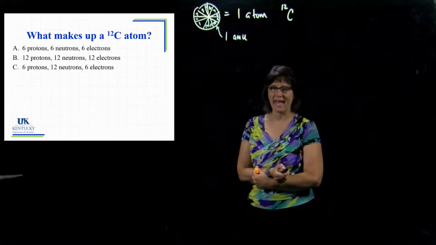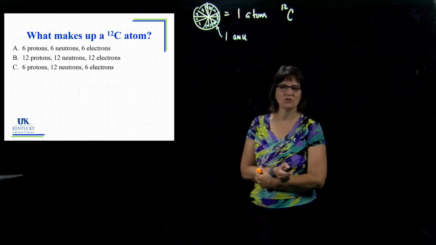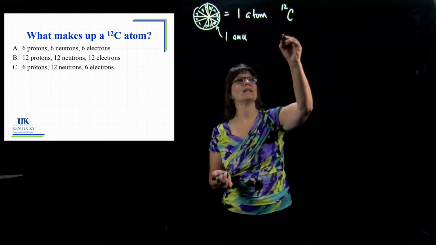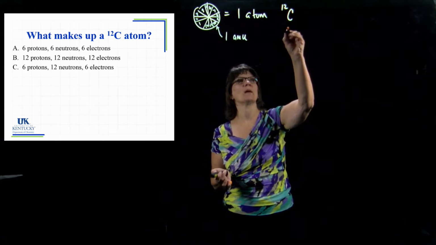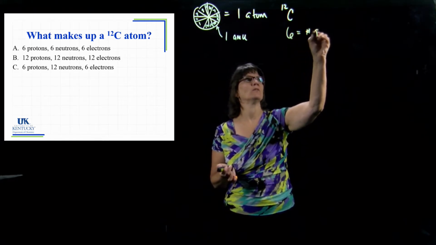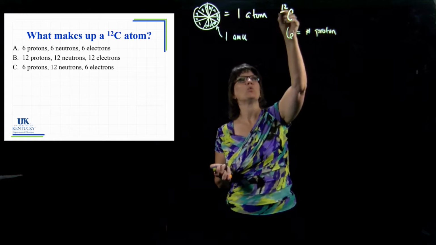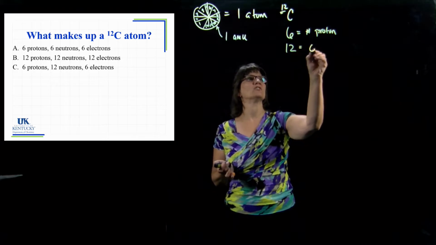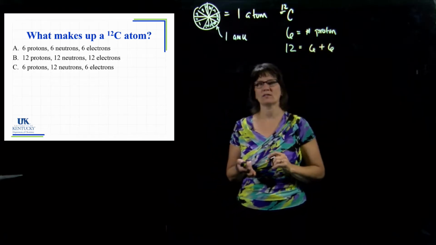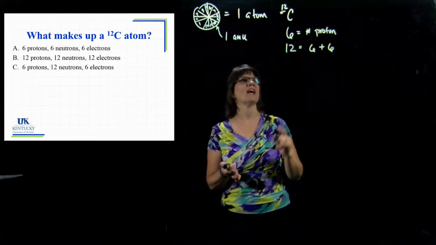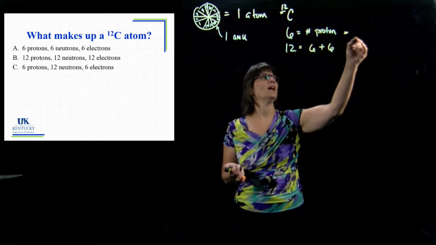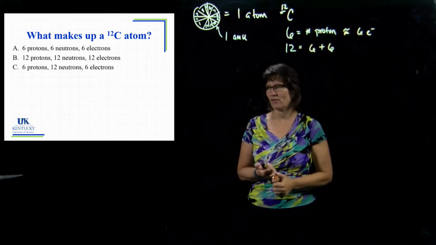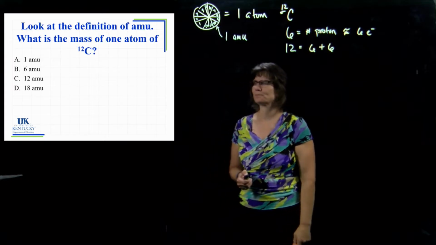Well, hopefully you said A. There are 6 protons, 6 neutrons, and 6 electrons. How do we know that? Well, when we look at the periodic table, we see that carbon has an atomic number of 6. This is the number of protons. And then we know that the 12 is the number of protons plus the number of neutrons. Since there are 6 protons, there have to be 6 neutrons to come up with that. And then the electrons have to match the number of protons, so this is going to be 6 electrons because it's a neutral atom. So that's why A is the right answer.